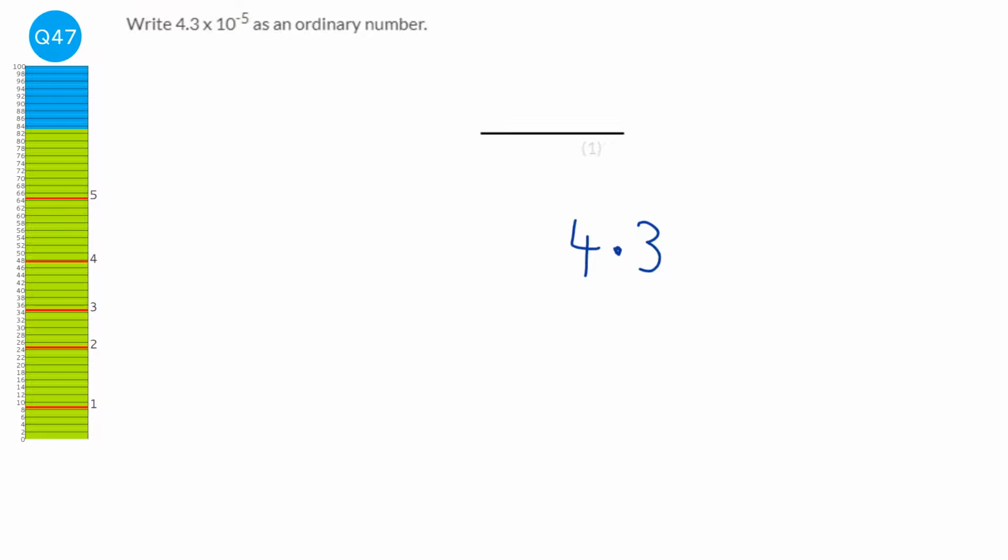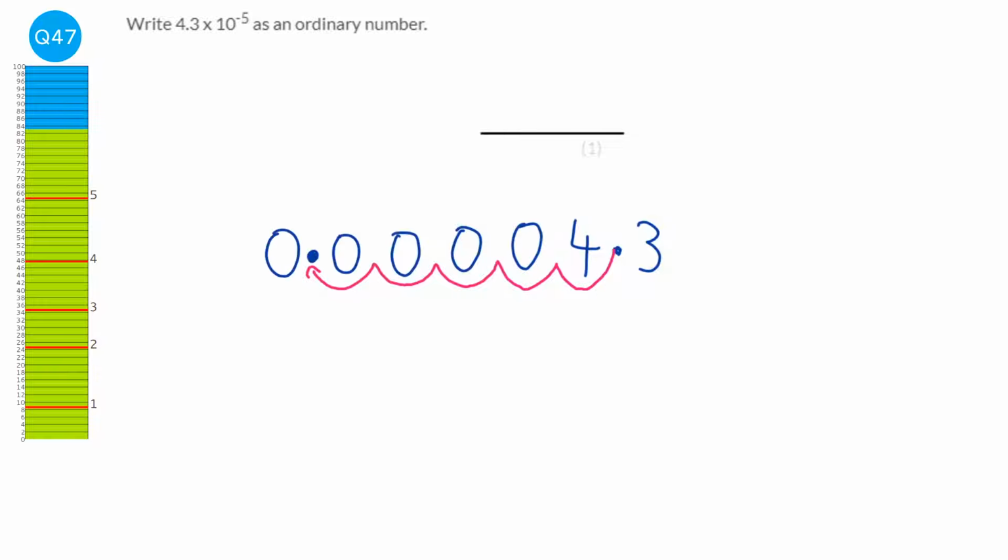Now we're going to do the amount of jumps that it shows in the power. So it says a 5 there, so we're going to do 5 jumps. And because it's a small number, we're going to go to the left to make it a small number. So we're going to go 1, 2, 3, 4, 5 jumps. The new decimal point is going to be here. All the jumps that we made, we're going to fill in with zeros. And because it's decimal, we're going to start it off with a 0. So our ordinary number is 0.00043.